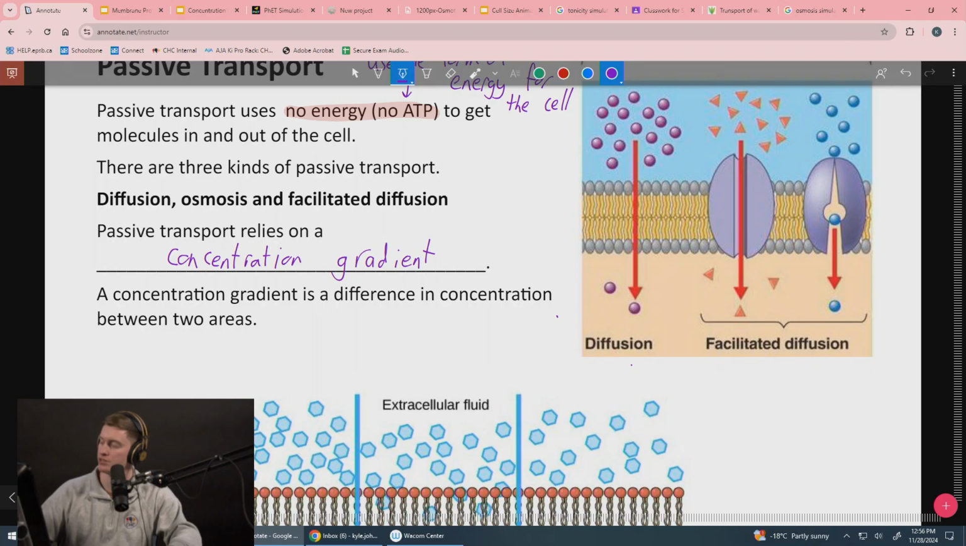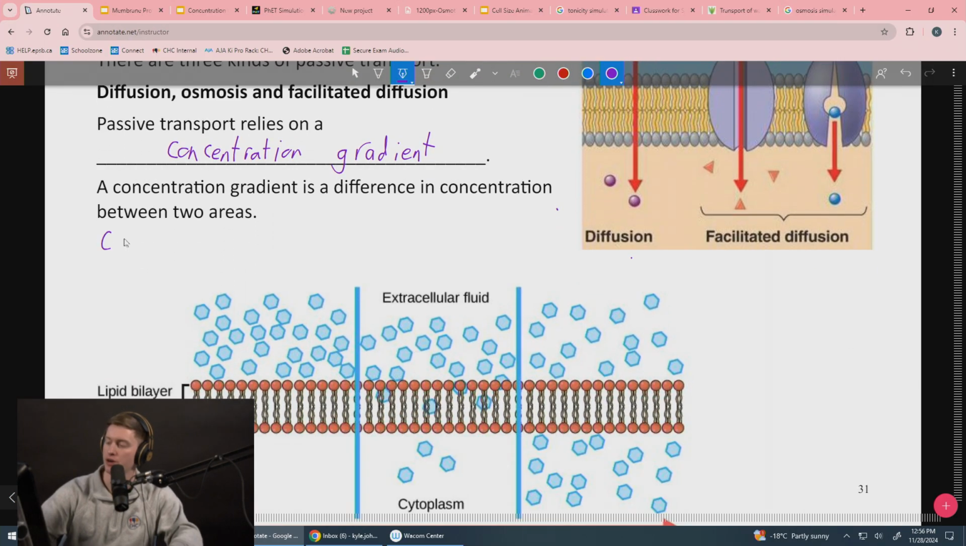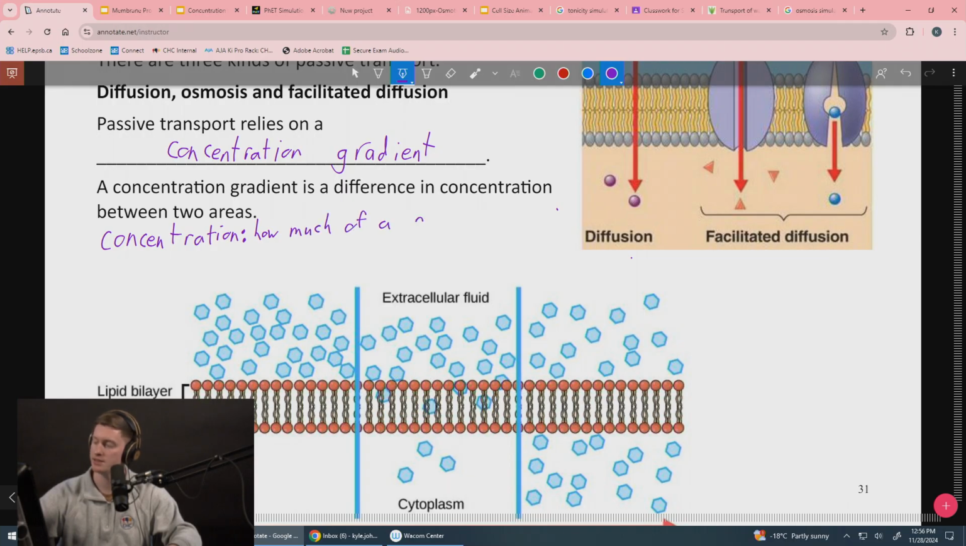Before we can understand a concentration gradient, we should define the word concentration. In this context, concentration doesn't mean focus. We're not saying like you're concentrating on studying or you have great concentration because you can do math problems for a long time. Concentration here refers to how much of a substance is in a given area.